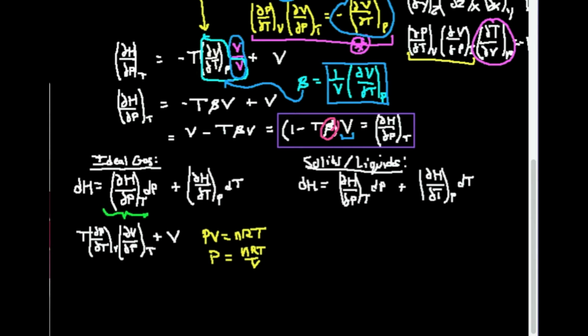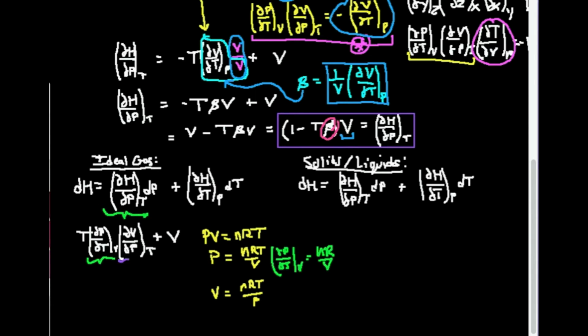And for the second one, it's in terms of V. I want to use V is equal to nRT over P. Okay. Now what I want to do is take the derivative, this first one right here, the partial of P with respect to T at constant V. So what's the derivative of pressure with respect to temperature? Well, this is just going to be nR over V, right?